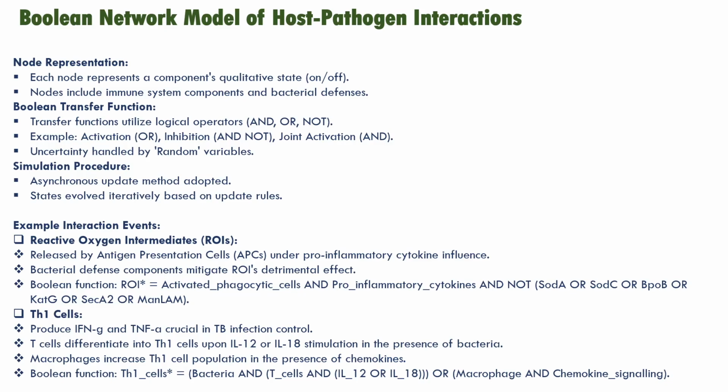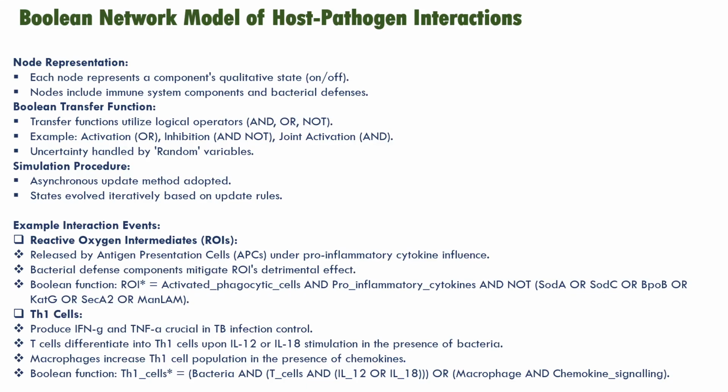So you just pick with a probability and randomly assign a 0 or a 1, or randomly assign a relationship between two nodes if there is one, or not if there isn't, when you are unsure about the relationship. Then you can use random variables. In simulation, they have used asynchronous update, which is more biologically feasible, and the states evolve iteratively based on the update.